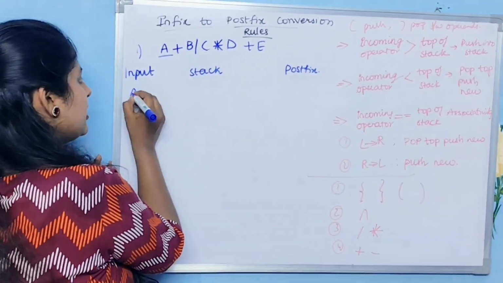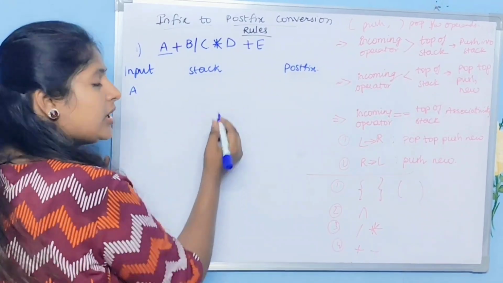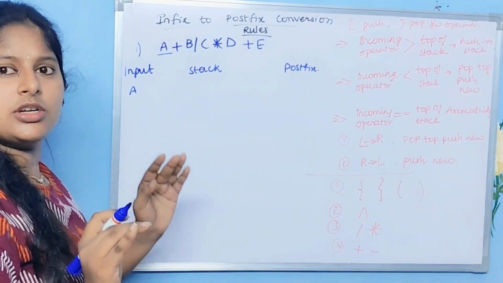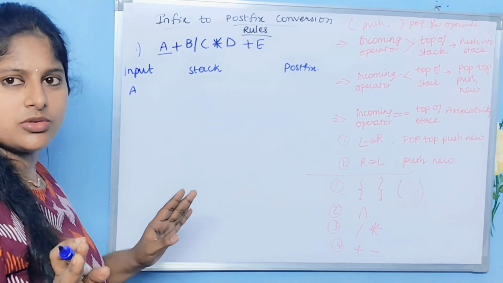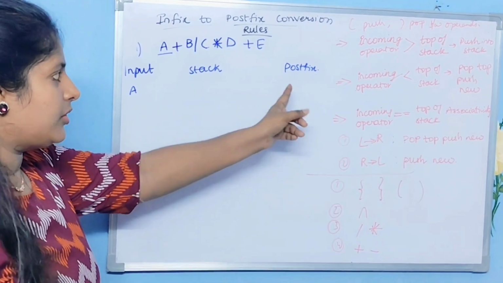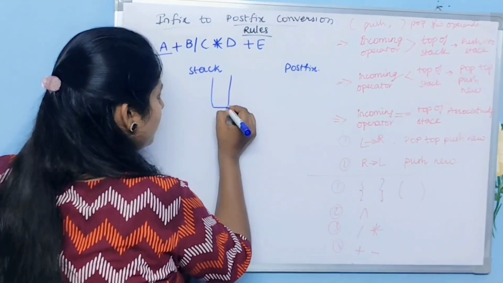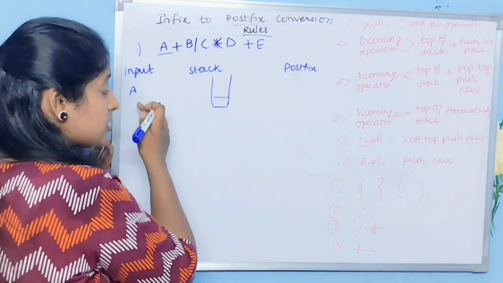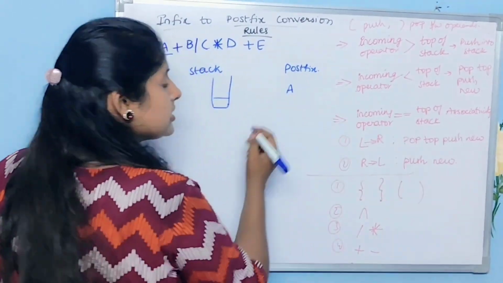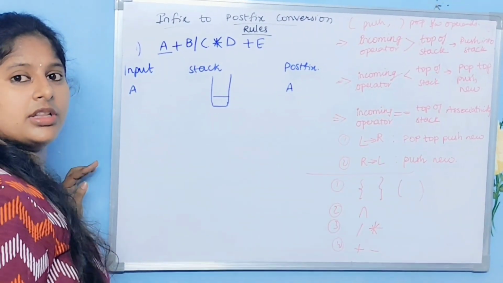Okay. So now what is my input expression? First one is A. You can only add operators into the stack. You cannot add operands into the stack. If you get an operand, you have to add it to the postfix expression. So now the stack is empty. There are no elements in the stack, right? So the operand is directly printed in the postfix expression.